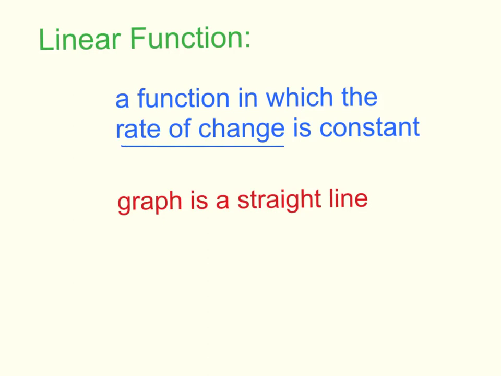What that means is, when you graph an equation, it might be increasing or decreasing, and the rate at which it increases or decreases stays the same. This means that the graph for all linear functions will be a straight line because it is increasing at the same rate each time.